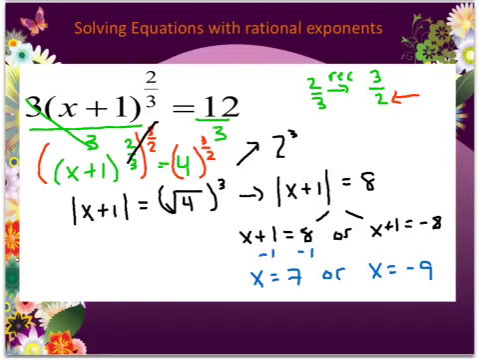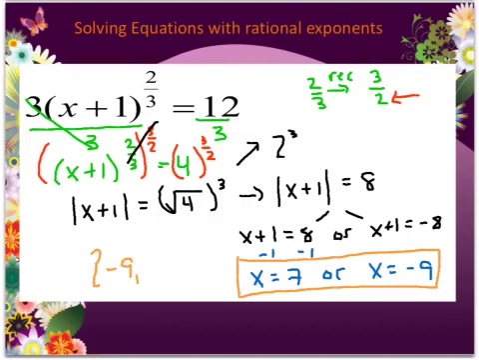So you would plug them back into the original equation, you would evaluate and make sure both work. In this case, both of them do, so both of them are solutions to my equation. Now of course you can write it like -9, 7 if you want to put it in bracket form.